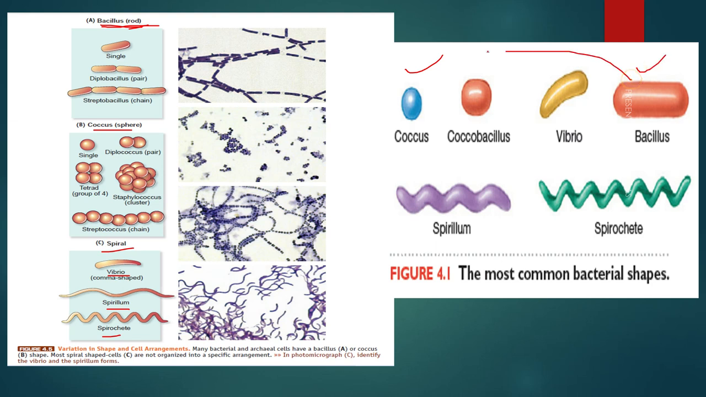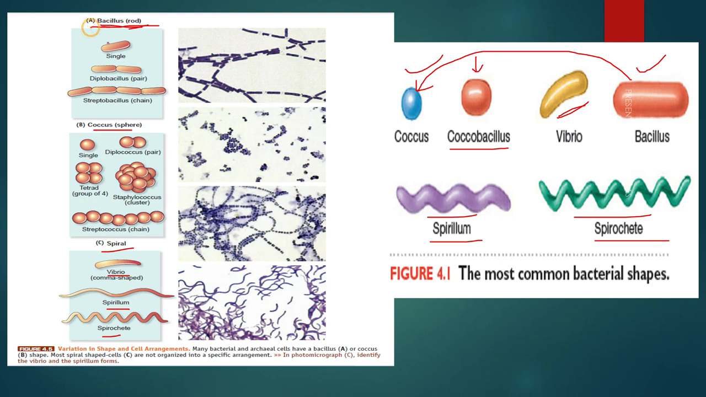In between these two, one structure is also there, that is the coccobacillus. It is not totally coccus or totally rod, so that is known as coccobacillus. Another is the vibrio, that is comma shaped, and this is the spirillum or spiral shaped, and the spirochete like this. Okay, so now we will discuss the arrangement of the bacterial cells.